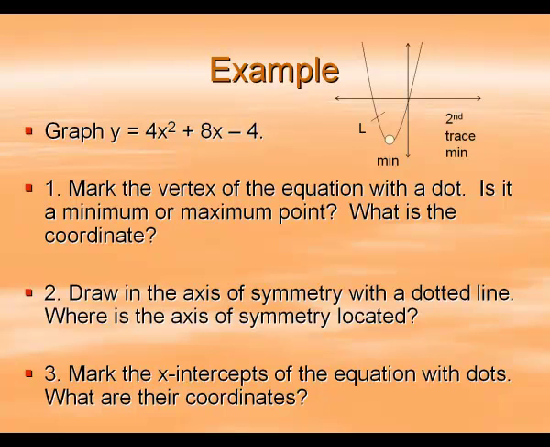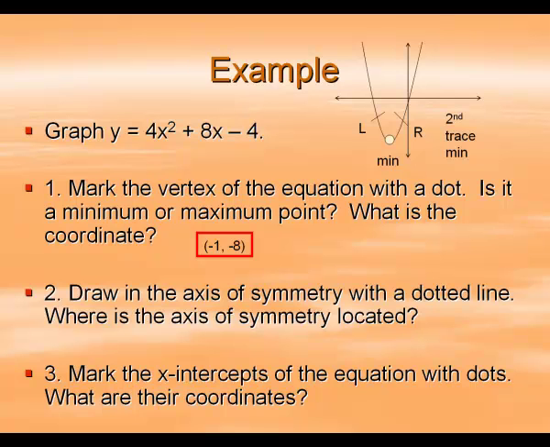Take your cursor and move it somewhere on the left side of the minimum point to set a left bound and hit enter. Take your cursor and move it somewhere on the right side of the minimum point and hit enter to set a right bound. Hit enter for guess, and the minimum should come out to be about -1 and -8. You might have -0.999999999. That's just -1, and then -8.